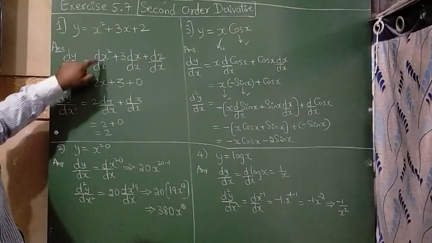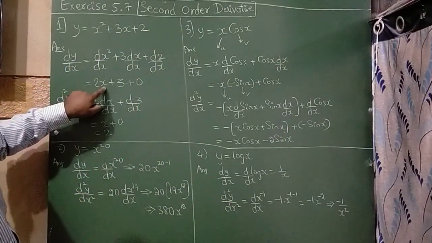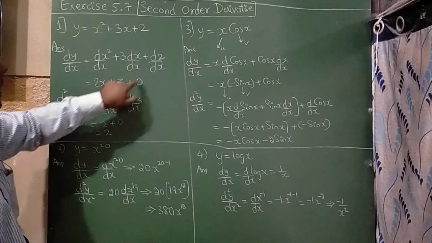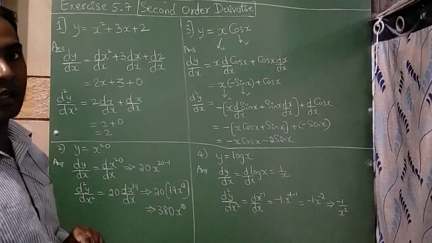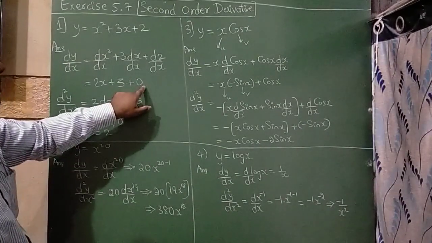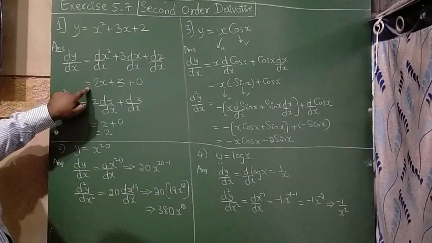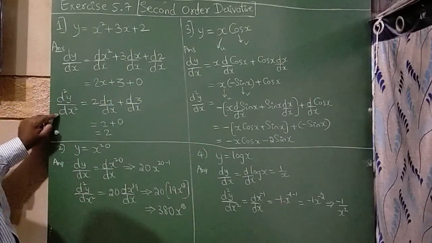Fine. Now d by dx of x square is 2x. Plus dx get cancelled, so you are remained with 3 plus d by dx of 2, that is nothing but constant, so it is 0. So second order derivative means whatever the answer you have got, one more time you need to differentiate that.